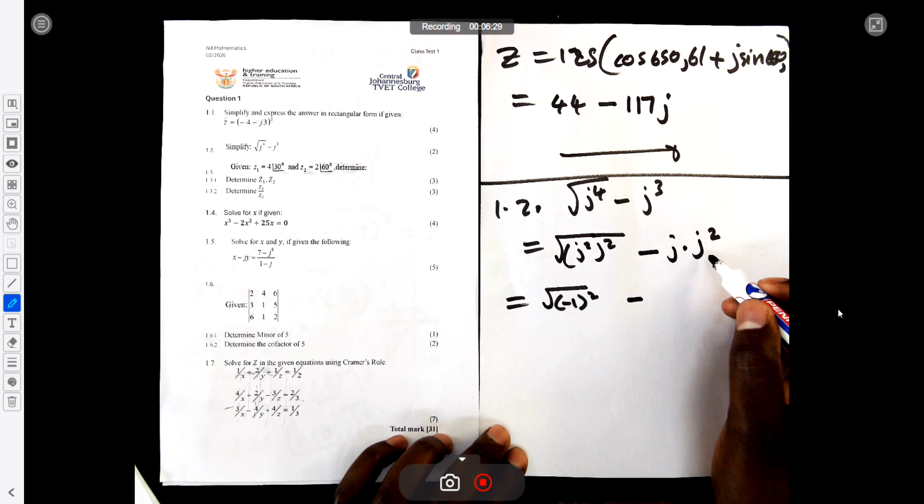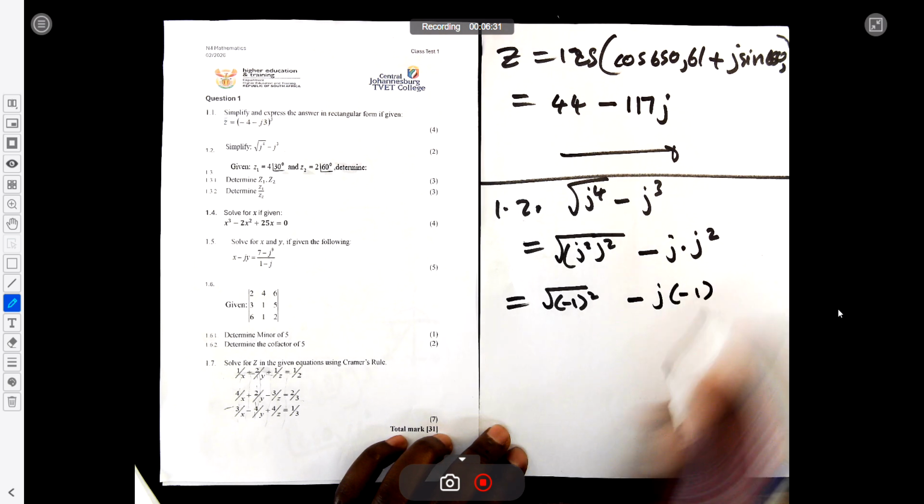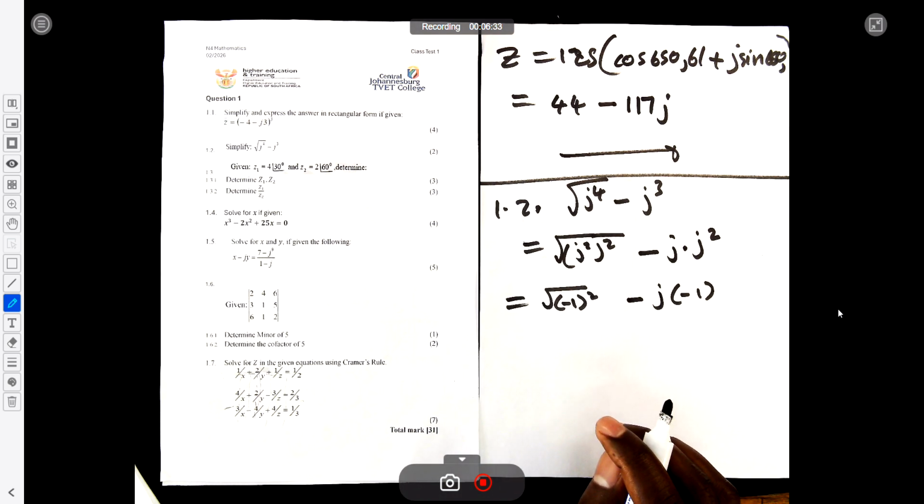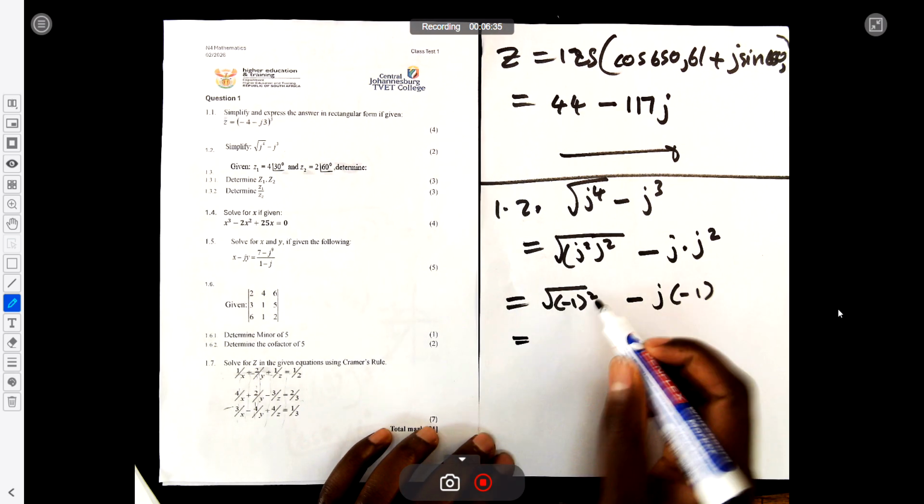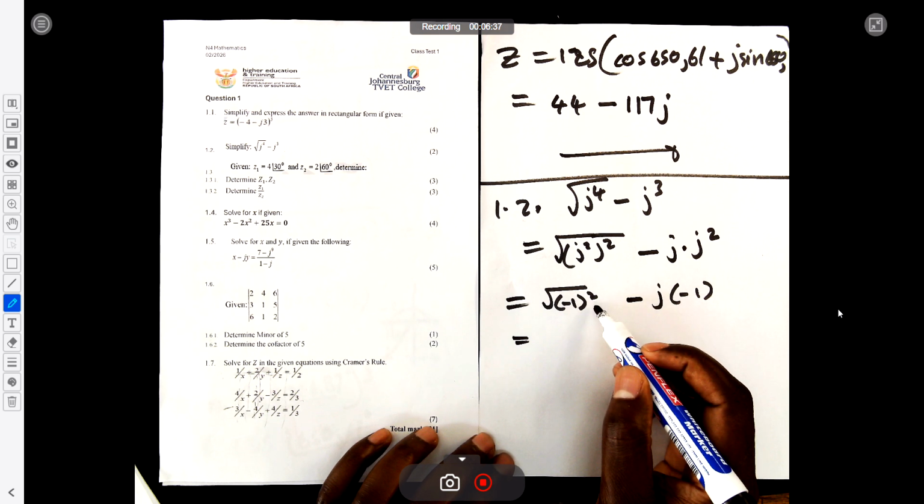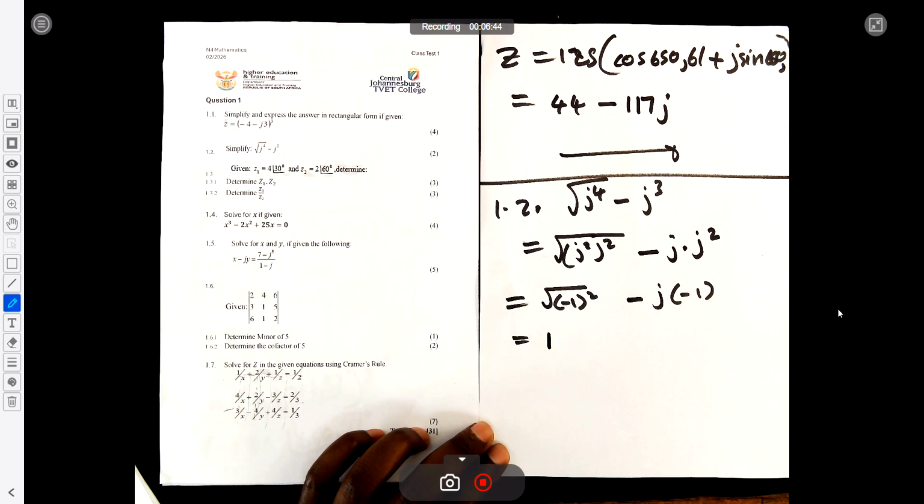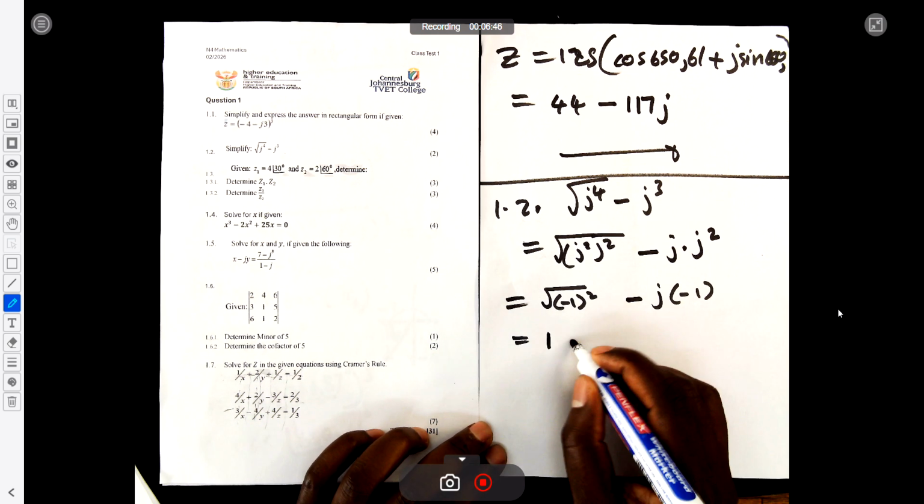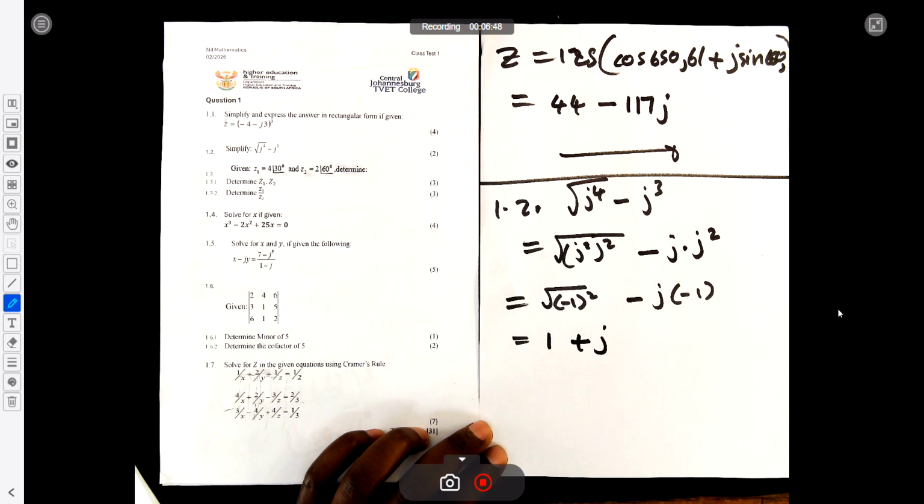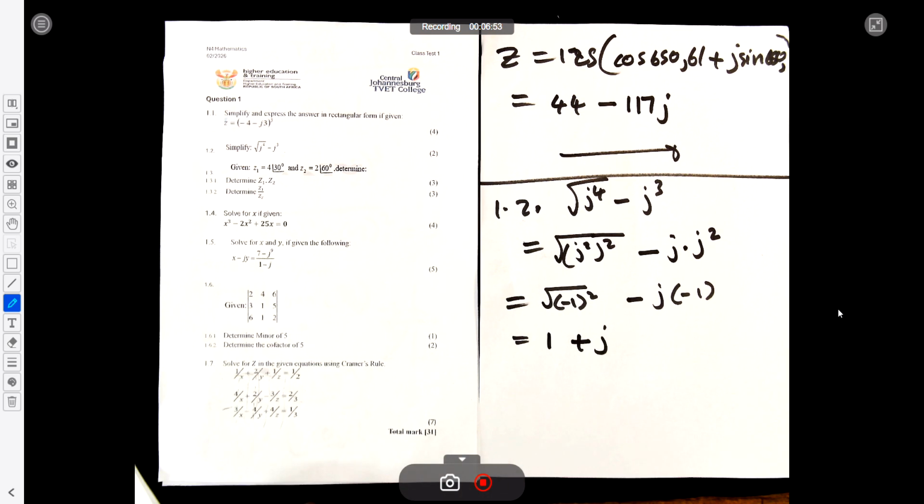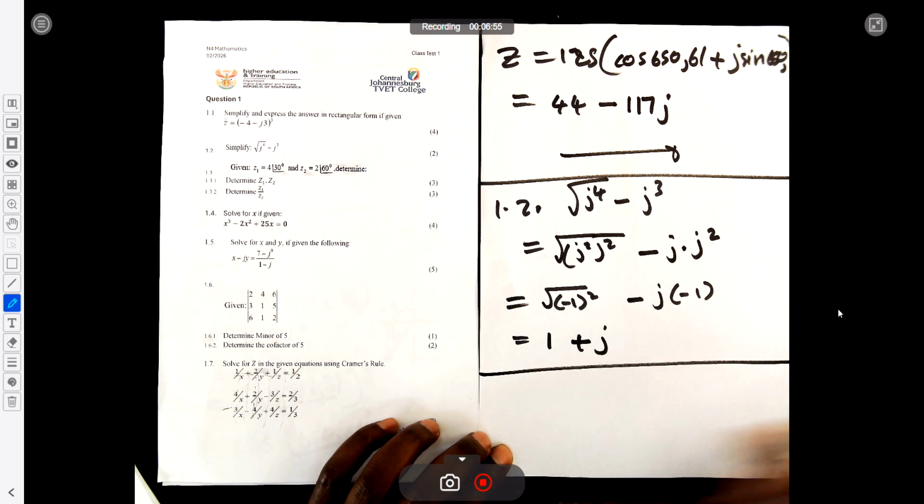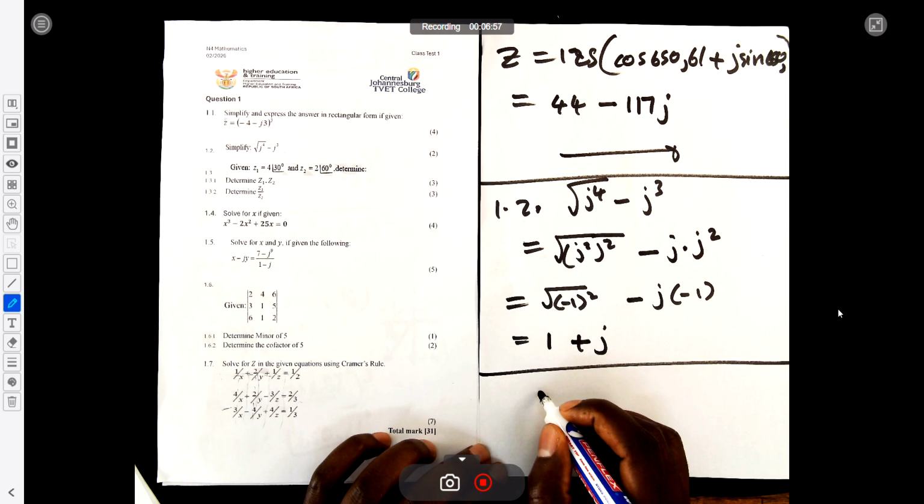Therefore, we said j squared is negative 1. So negative 1 to the power of 2 is 1. Put a square root on 1, you're getting positive 1. And therefore, you'll have plus j. So that's another solution. But when you look into it, I just want to put the alternative in.